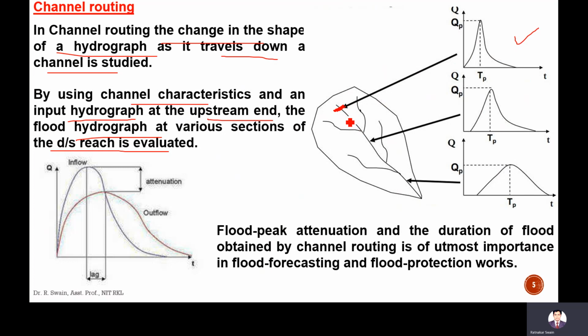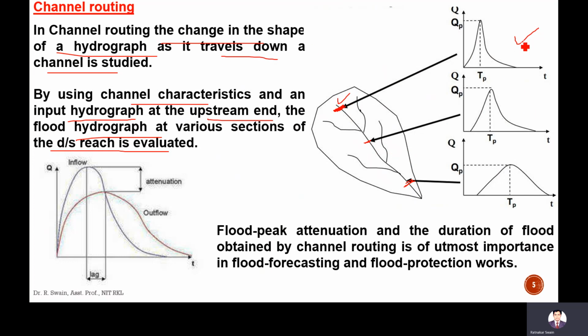That is available. But at the downstream sections, at these points, the outflow hydrograph, meaning the discharge hydrograph, we don't know. So to determine the discharge hydrograph at these downstream sections using the hydrograph of the upstream section is called channel routing.